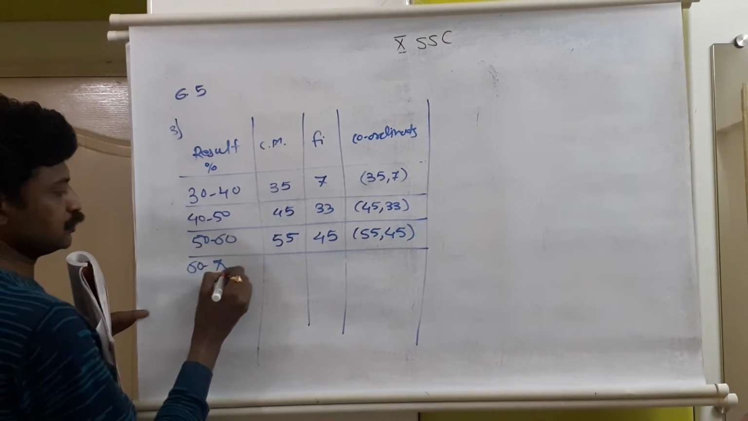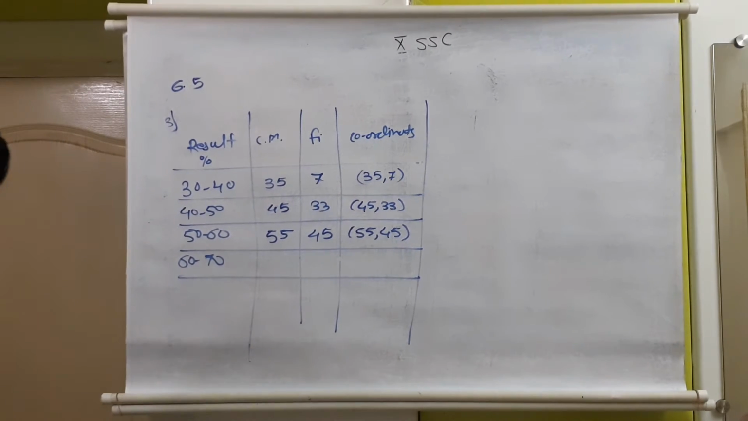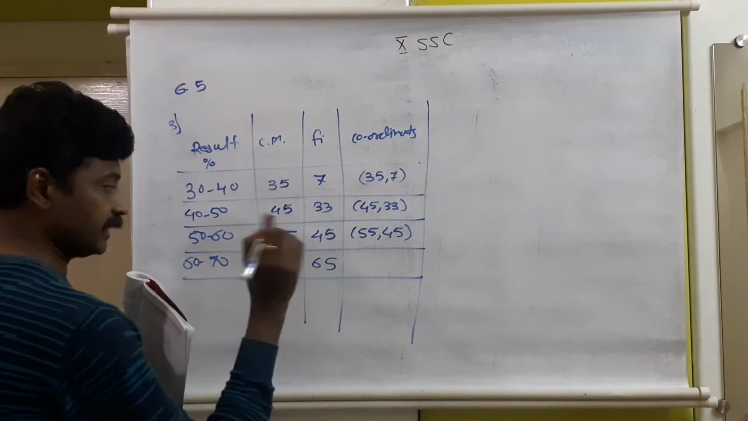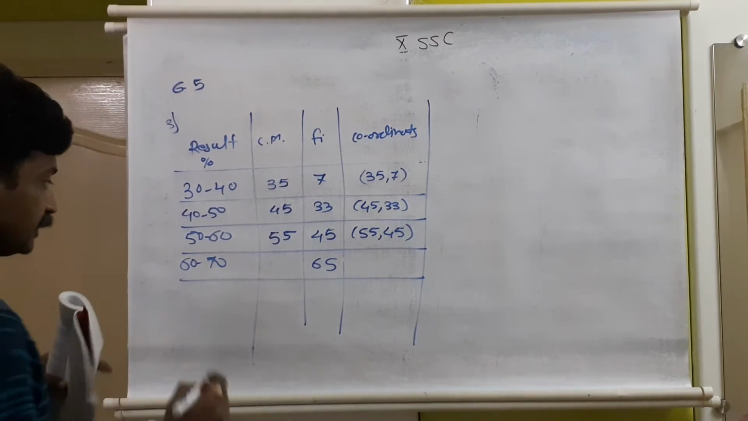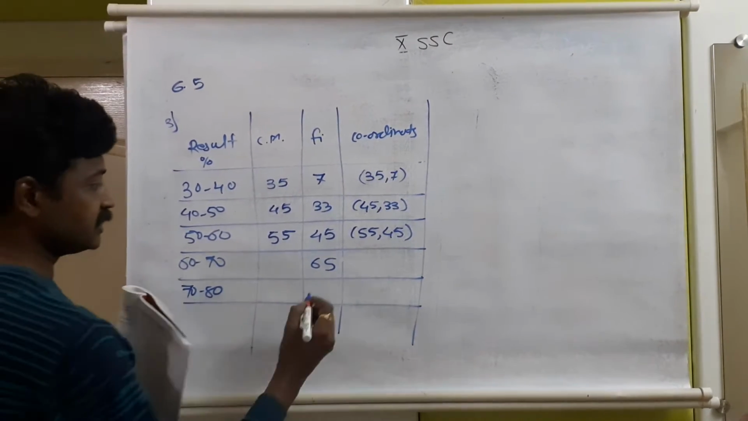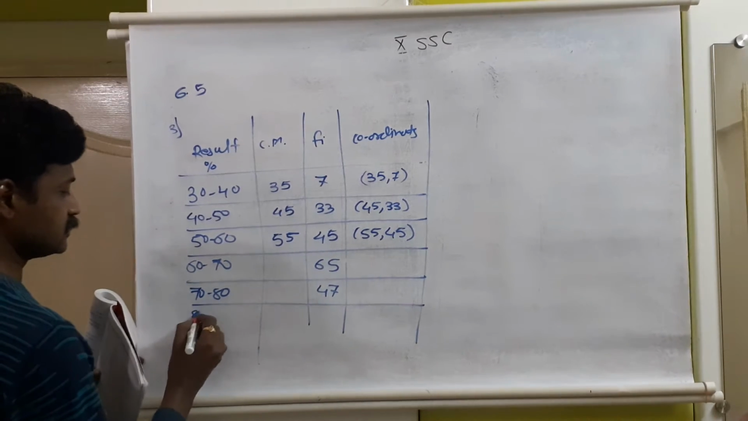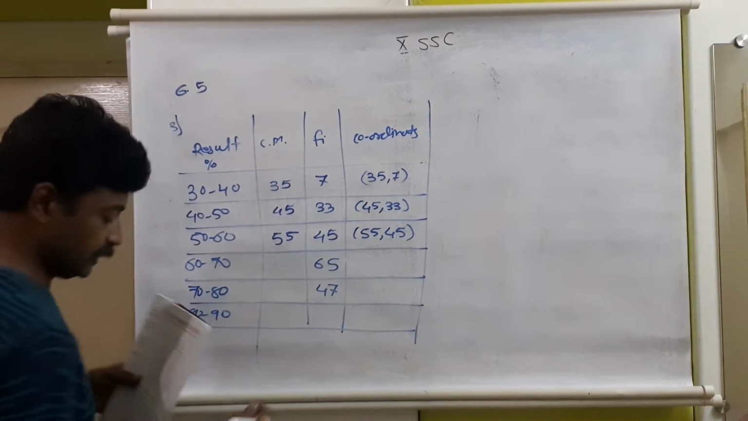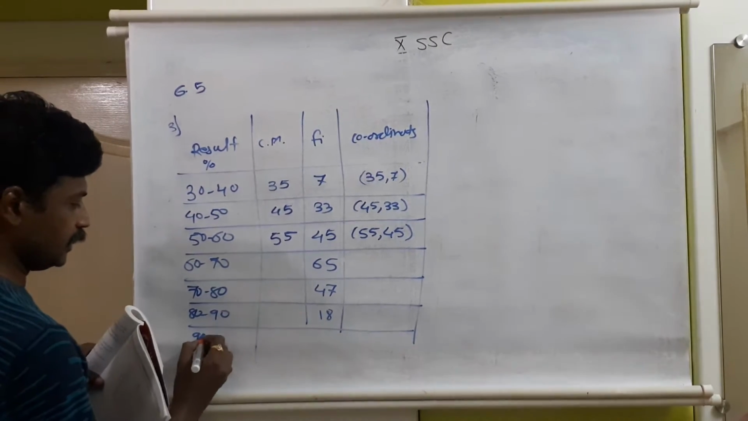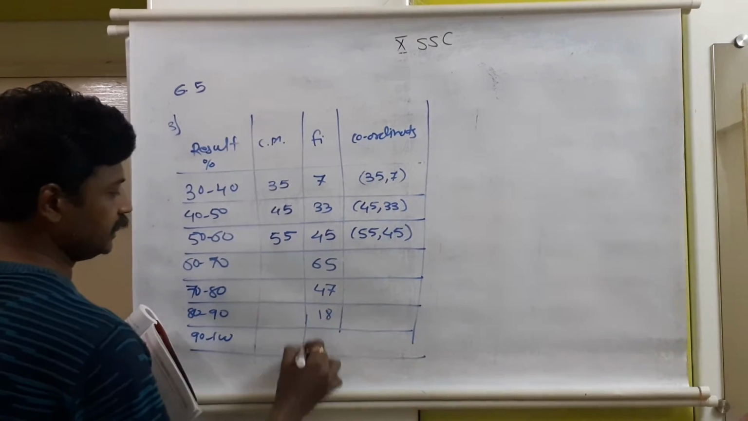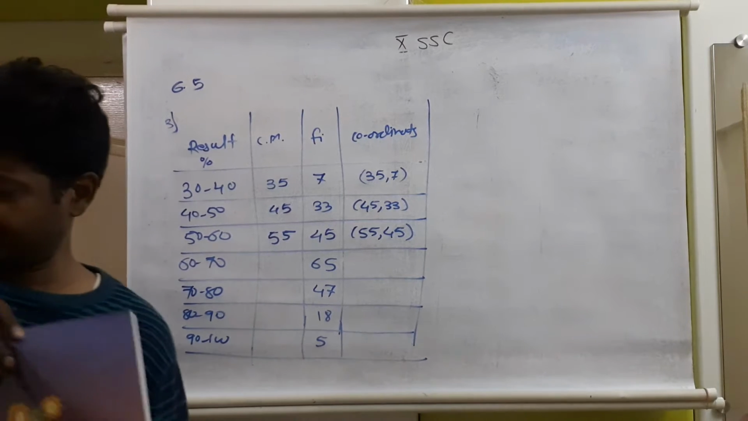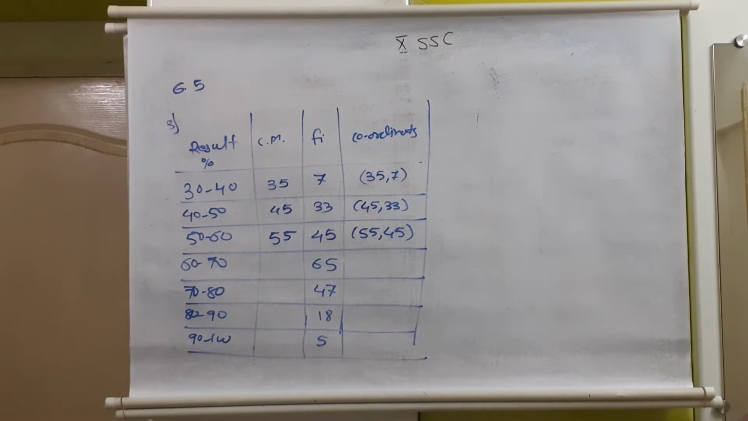Next class is 60 to 70. For the 60 to 70 class, 65 is the frequency. I will first write the classes and frequencies, then we'll continue. Next class is 70 to 80; for 70 to 80, the frequency is 47. Next is 80 to 90; for that class, the frequency is 18. And one more is there, 90 to 100. The frequency of that class is 5. So these are the classes and frequencies given to us. With the help of this, we want to draw the frequency polygon.